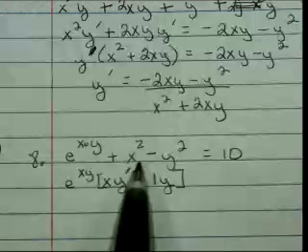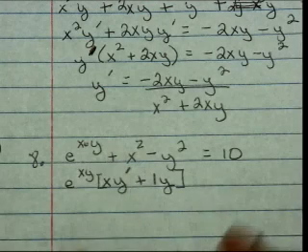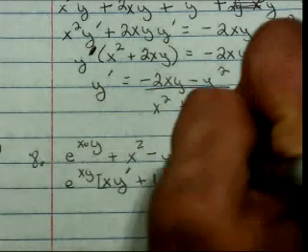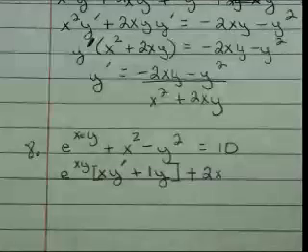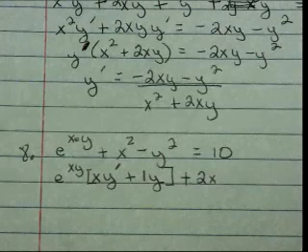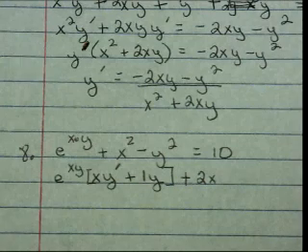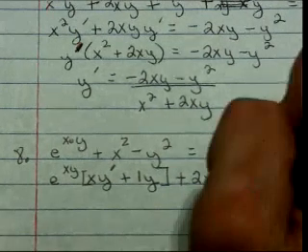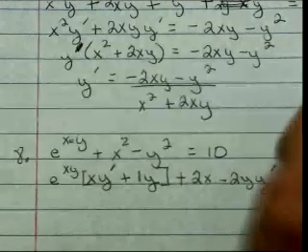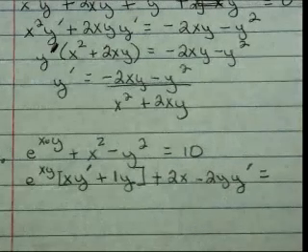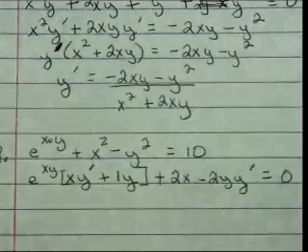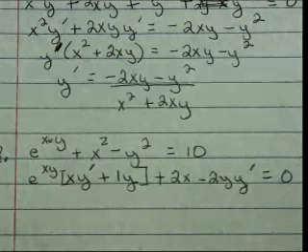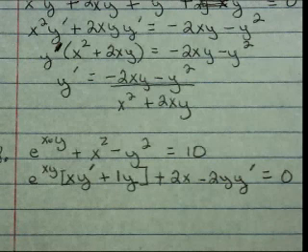What's the derivative of x squared? 2x. Is that all? Yeah, you could say derivative of x is 1, but you don't have to write it. What about the derivative of negative y squared? Negative 2y times y prime. Yep. And what's the derivative of 10? 0. We're through with calculus. Now we need to do the algebra of solving for y prime.